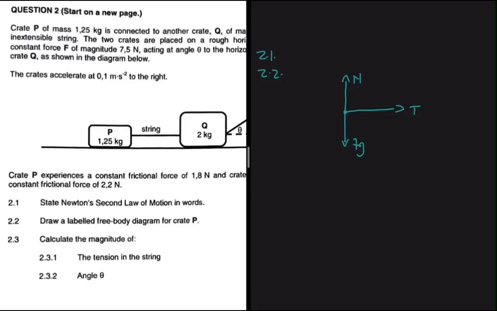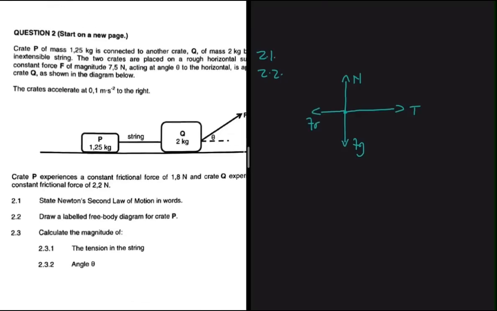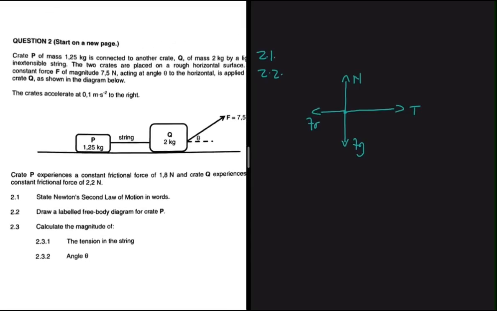And then we are also told that there is frictional force. So let's have a force opposing the motion. So let's have Fr there. Why is the vector for the frictional force shorter than the vector for the tension? It is shorter because the crates are accelerating to the right. So the tension force is overpowering the force due to the friction, so we must show that in the length of the vectors.